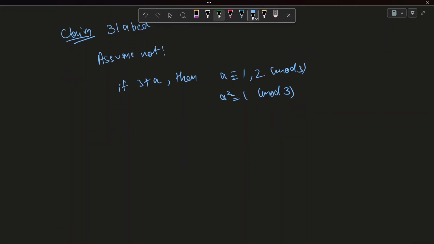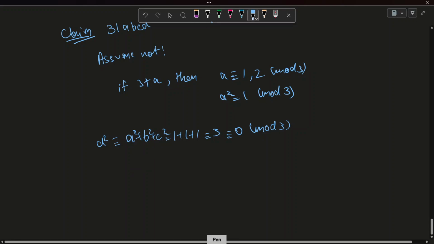Similarly, 3 does not divide b and c. From this we can conclude that a square plus b square plus c square is congruent to 1 plus 1 plus 1, which is 3, which is congruent to 0 mod 3. And because a square plus b square plus c square equals d square, we get that d square is congruent to 0 mod 3, which basically gives that 3 divides d, and this is a contradiction. So we get that 3 divides abcd. This is our first result.